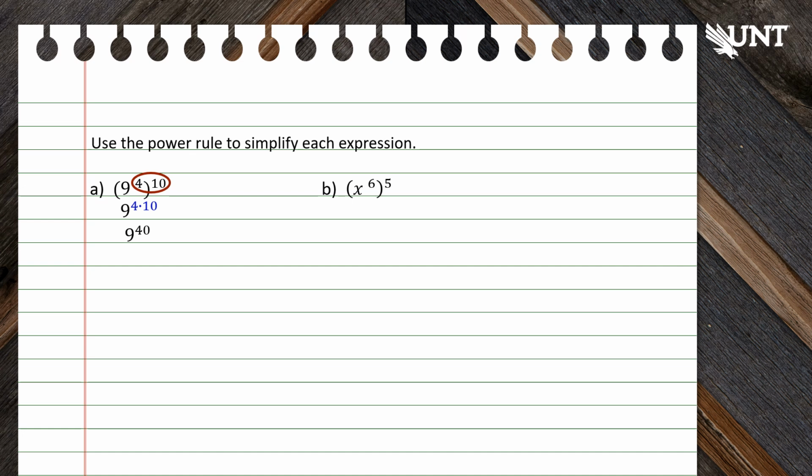Example B, we have open parentheses, x to the power of 6, close parentheses, raised to the power of 5. Again, using the power rule, we notice our exponents are side by side. They are touching. Again, this is the only time you are allowed to multiply your exponents. So to show our work and take good notes, we write it as x to the power of 6 times 5, which simplifies to x to the power of 30.